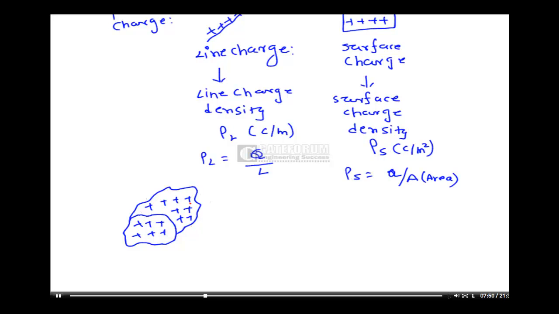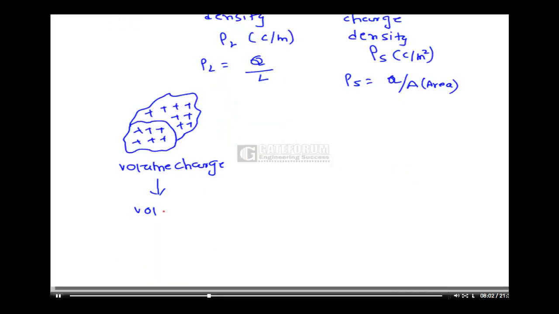Volume is nothing but closed surface. So this is called volume charge. So we have to calculate electric field intensity due to this volume charge. So volume charge is indicated by volume charge density.